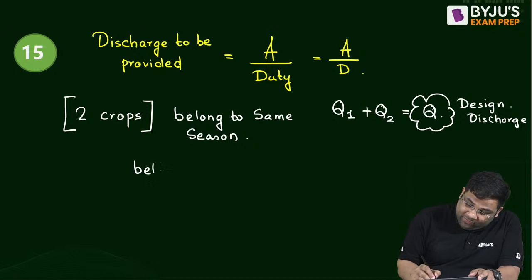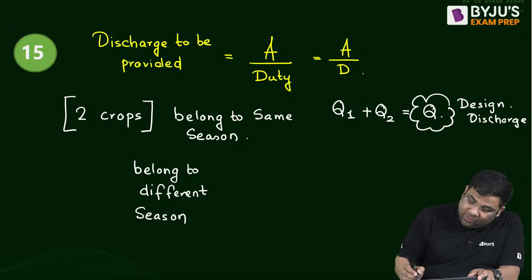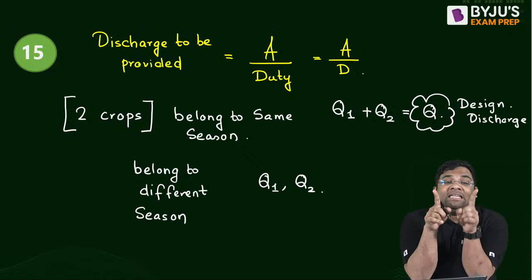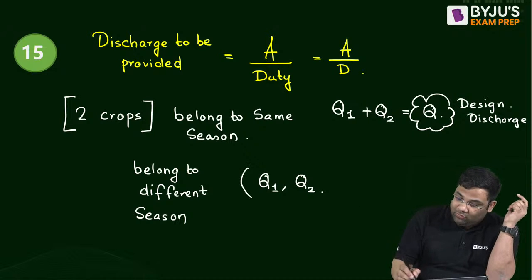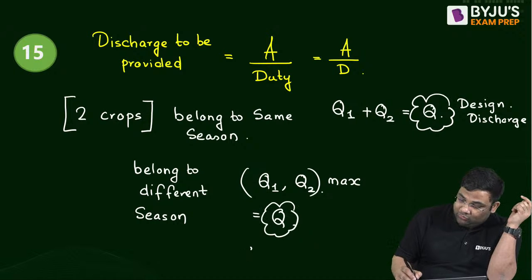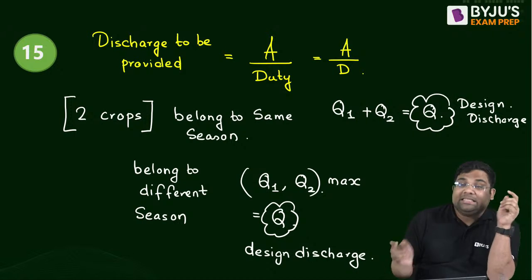But if I am irrigating crops in two different seasons, so what you have to do? You have to find Q1 and Q2. Now different seasons means both irrigations will not occur at the same time, right? They will occur in different seasons. So I will take the maximum of these two as the design discharge. Understood? Understood this concept or not? So I am going to find out the design discharge in this manner.